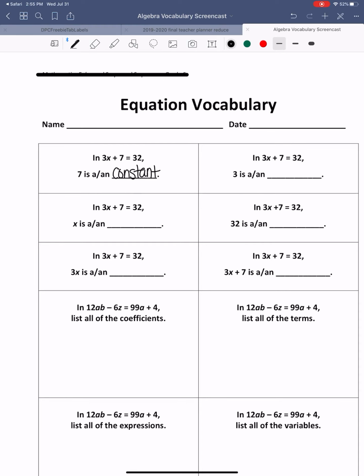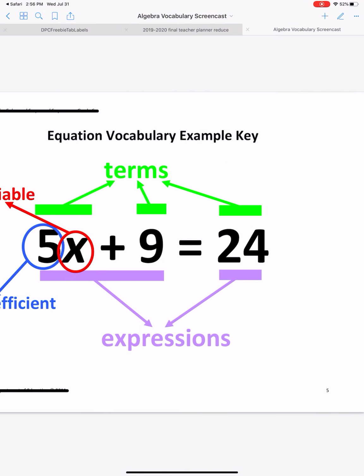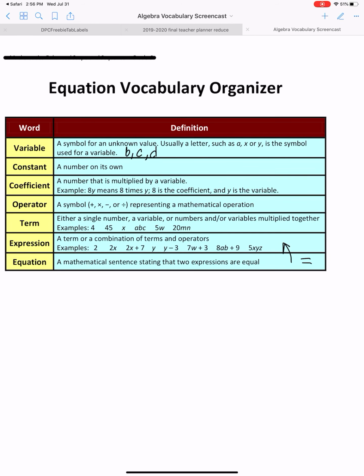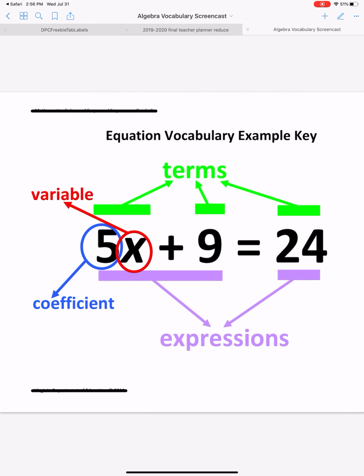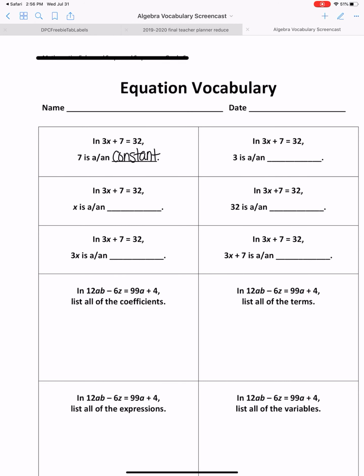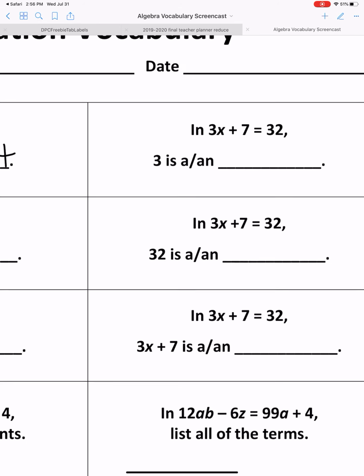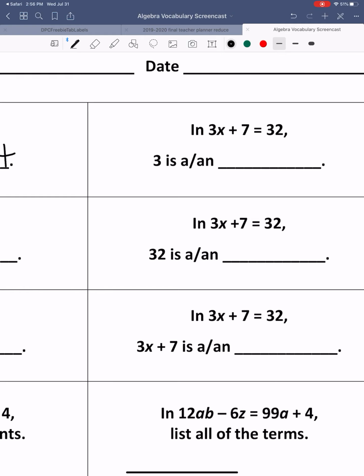Now I'm looking at 3x plus 7 equals 32. 3 is a or an. Again, if you're not sure, you can go back and look at the example, or you can go back and look at the vocabulary. When I go back and look, I know that 3 is attached to the x. It's right beside the x. So this must be a coefficient.